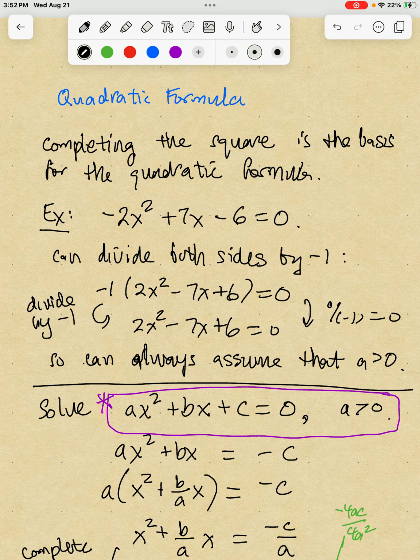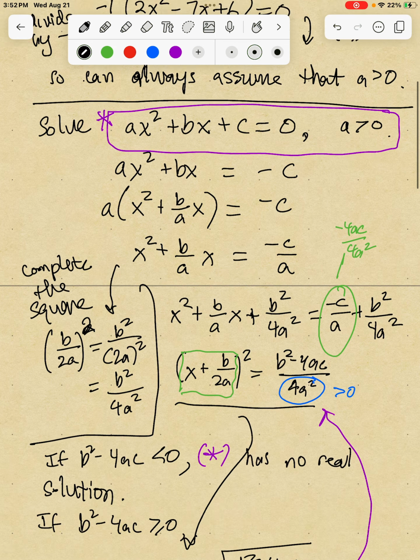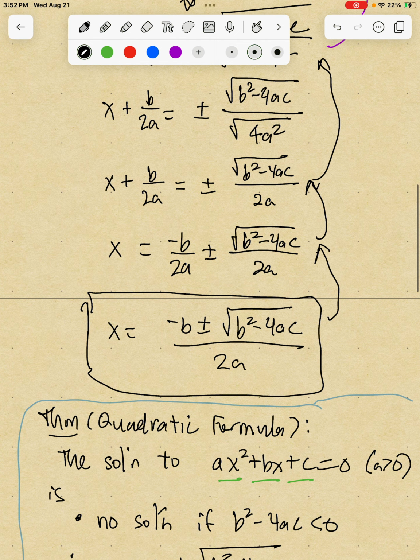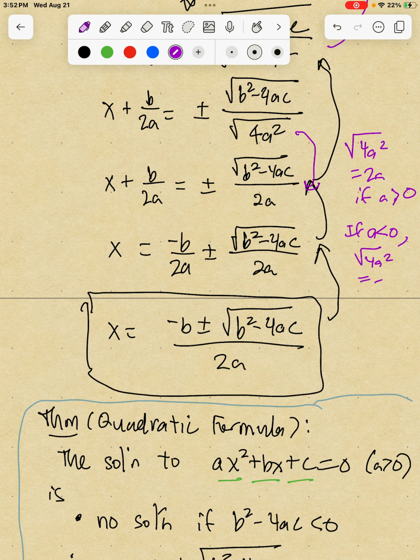Oh yeah, so here we were assuming that a is positive, and we needed a to be positive in the explanation of how this worked to get from the square root of 4a squared to 2a. This is true if a is positive. If a is negative, then the square root of 4a squared would be negative 2a, because if a is negative, then 2a is negative, so you need to multiply by negative 1 to make it positive.